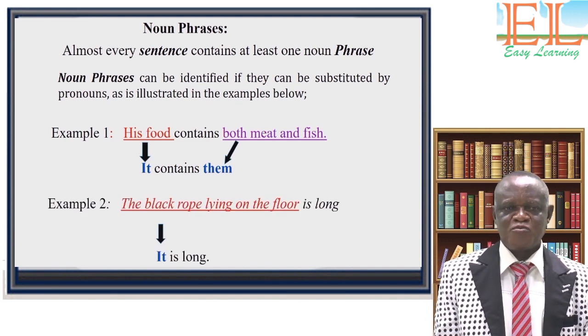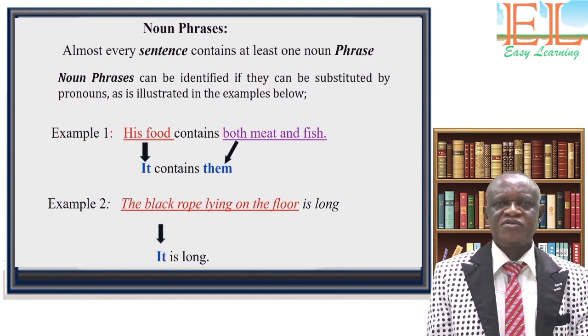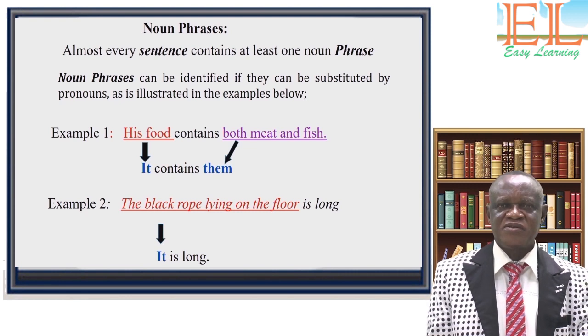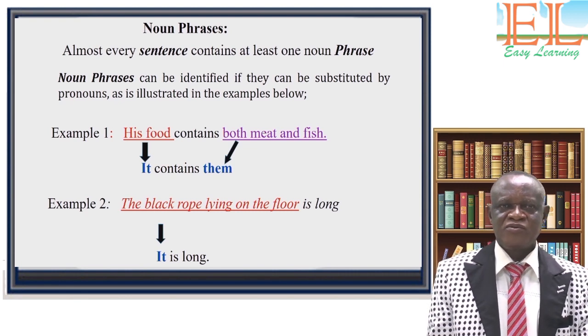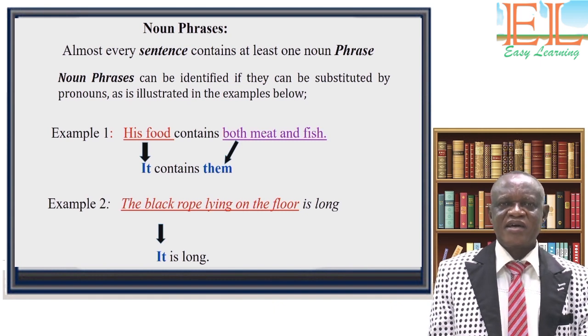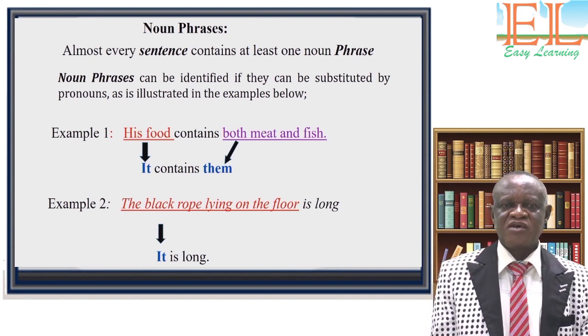A second example. The black rope lying on the floor is long. We are looking for a pronoun to replace the noun phrase to actually prove that it's a noun phrase. And again, the pronoun it can replace the black rope lying on the floor. And so the sentence now becomes, it is long.